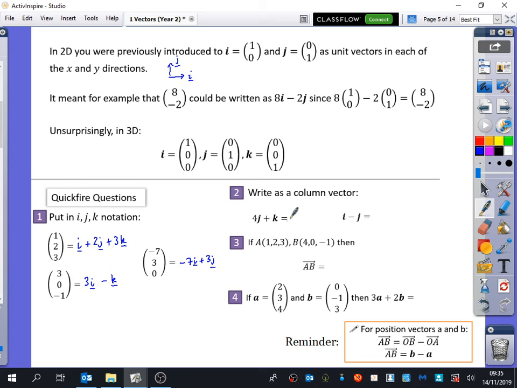Okay, so putting these as column vectors, Muzaki, what should this be as a column vector? (0, 4, 1). Good. Zubair, what should this one be?